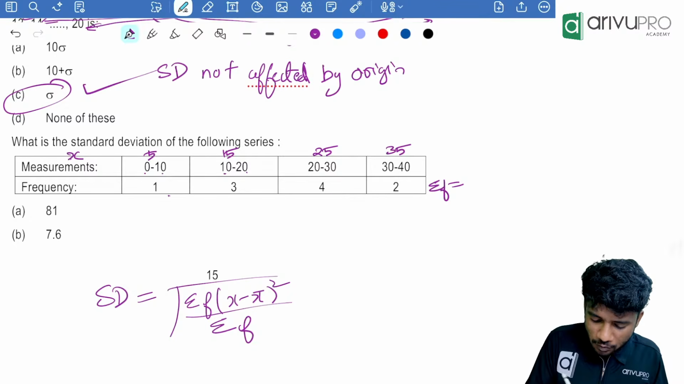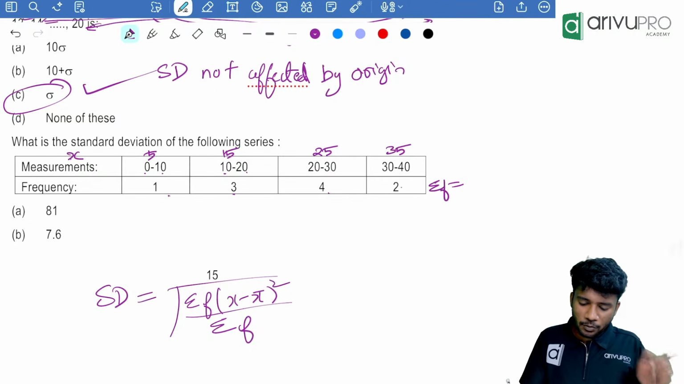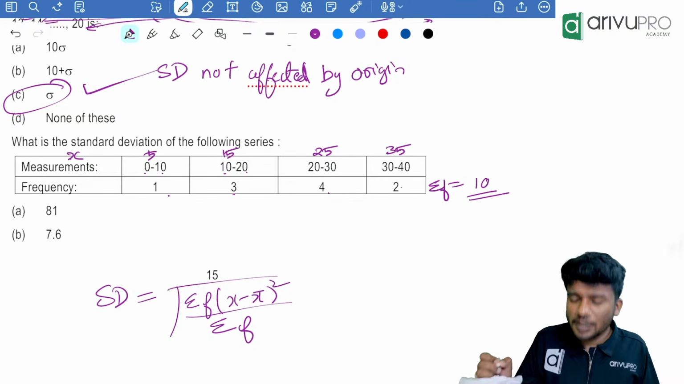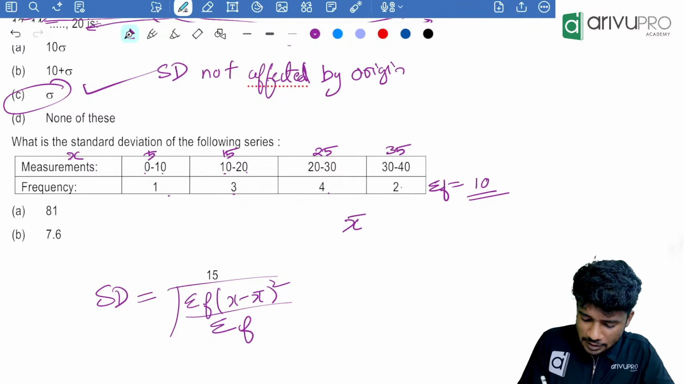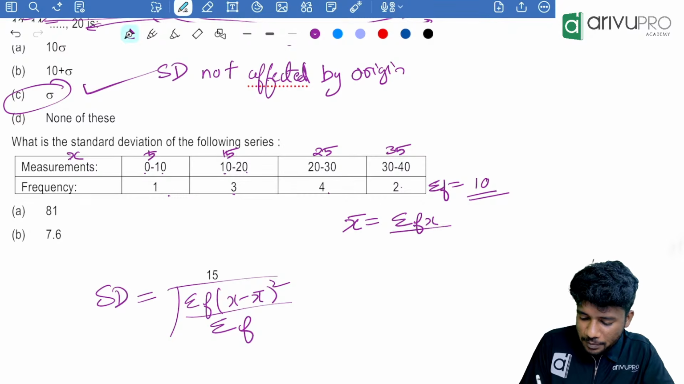Sigma f is how much? 1 plus 3 plus 4 plus 2. That is 4 plus 8 plus 2, which is equal to 10. That is your sigma f value. Now find x bar for me. X bar is nothing but sigma fx divided by 10.